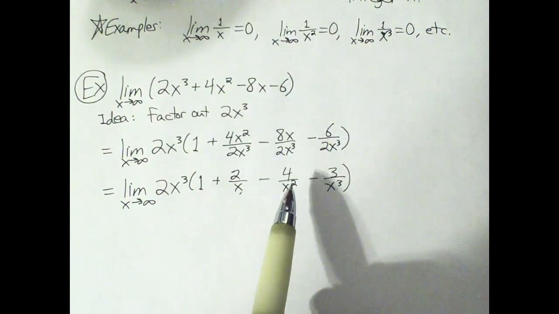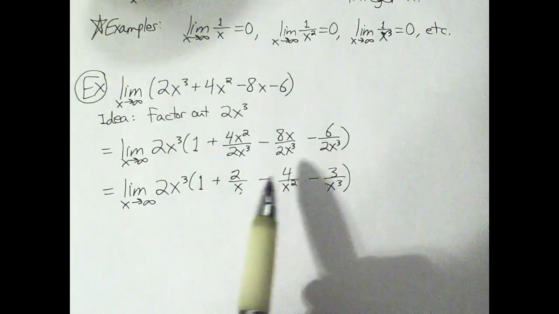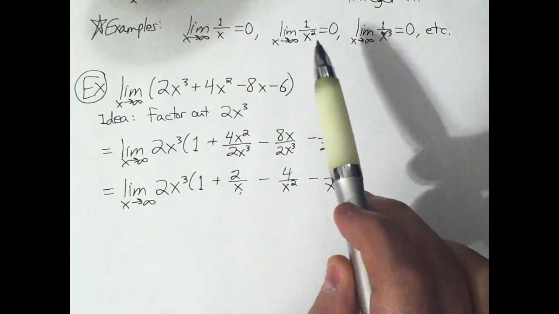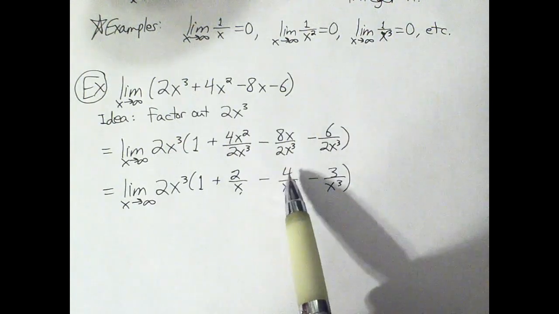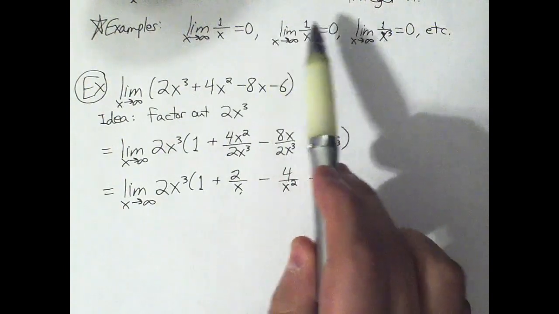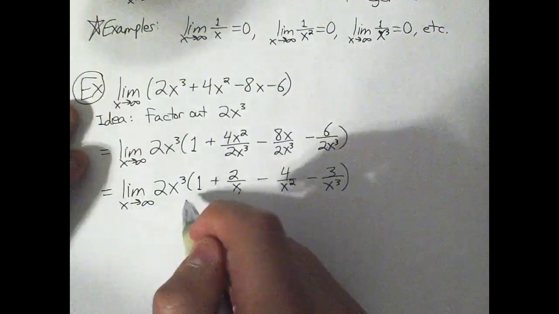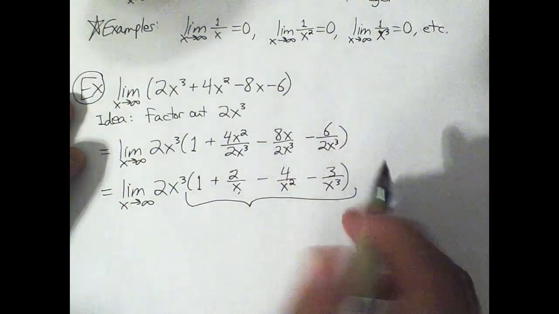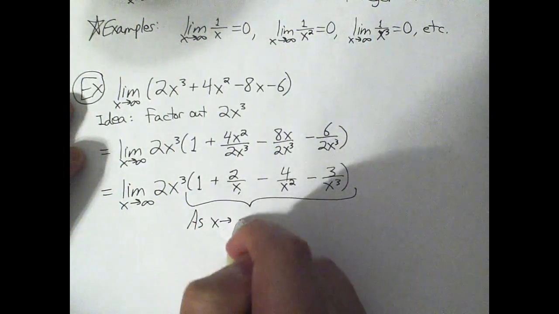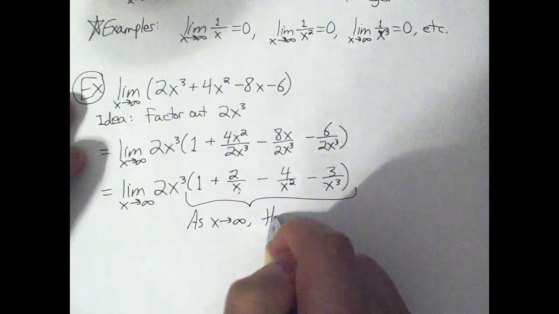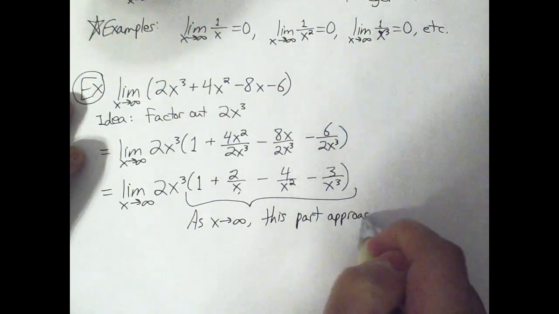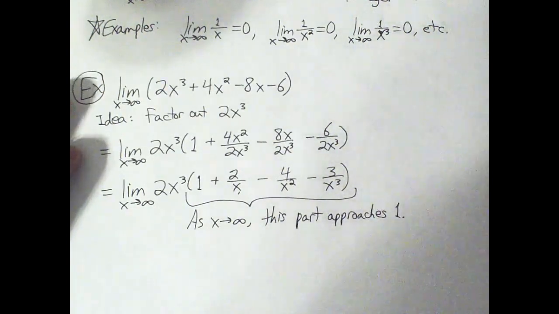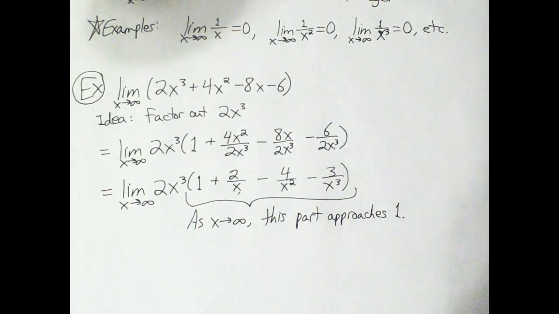How about this? Minus 4 over x squared. Well, we said that the limit of 1 over x squared goes to 0. There is a 4 out front, but that's just going to be like a 4 times 0. So what happens to this whole thing here? As x goes to infinity, this part approaches 1, because the 1 is still there, but the other parts become 0.